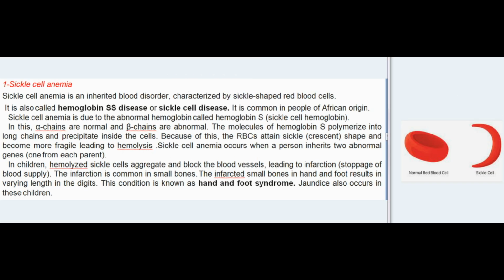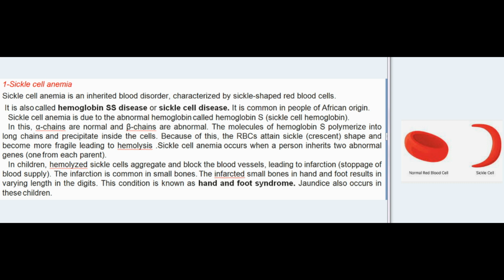Sickle cell anemia is an inherited blood disorder characterized by sickle-shaped red blood cells. It is also called hemoglobin SS disease or sickle cell disease. It is common in people of African origin. Sickle cell anemia is due to the abnormal hemoglobin called hemoglobin S, sickle cell hemoglobin. In this, alpha chains are normal and beta chains are abnormal.